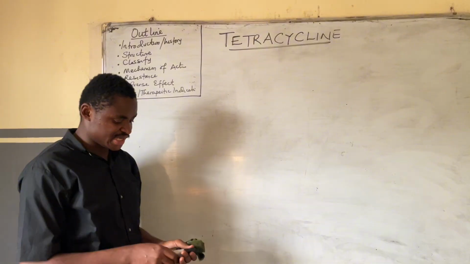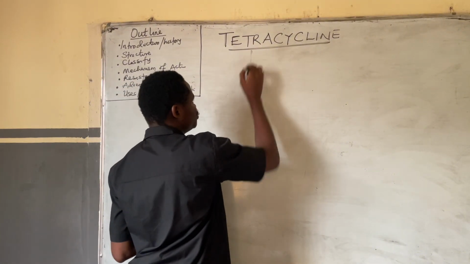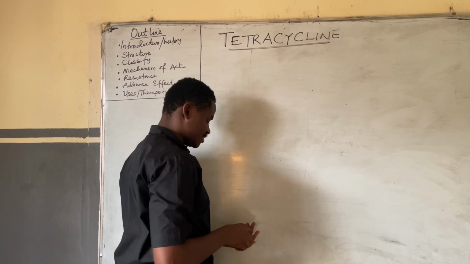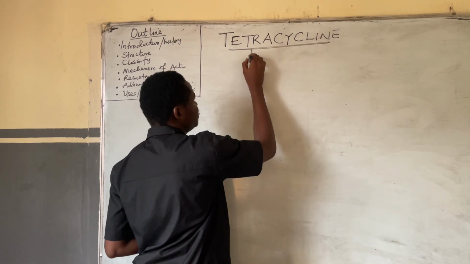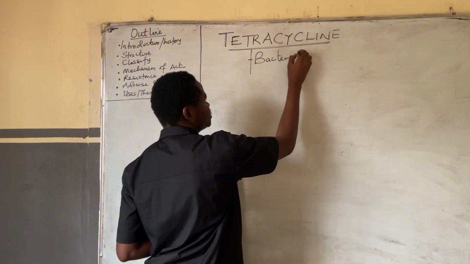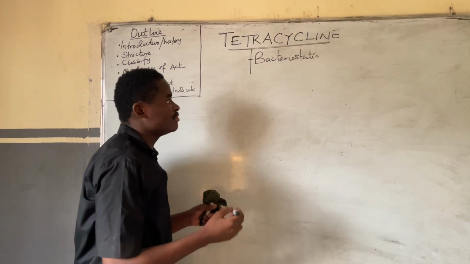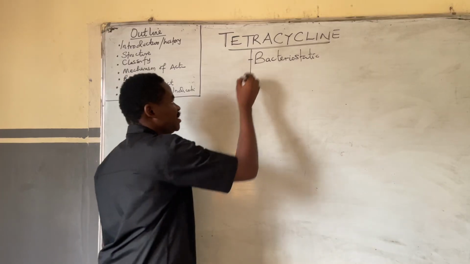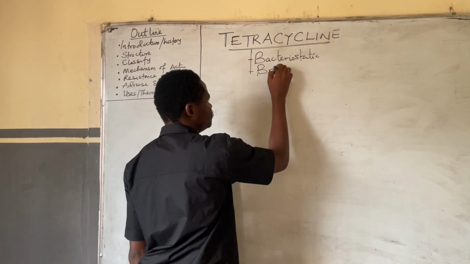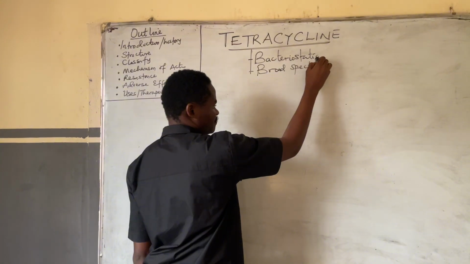Now, for tetracycline, a brief introduction tells me that they are usually bacteriostatic at low doses. But when we increase their dose, they become bactericidal. It has a broad spectrum, and that is also very necessary.